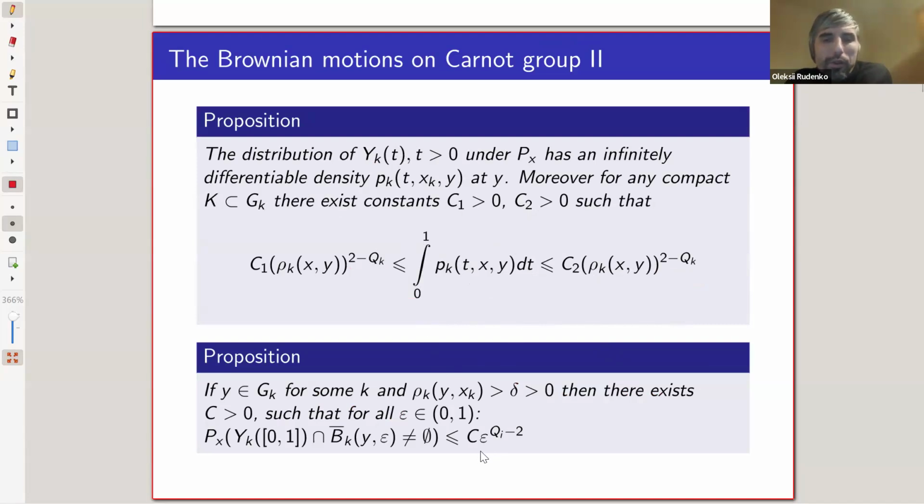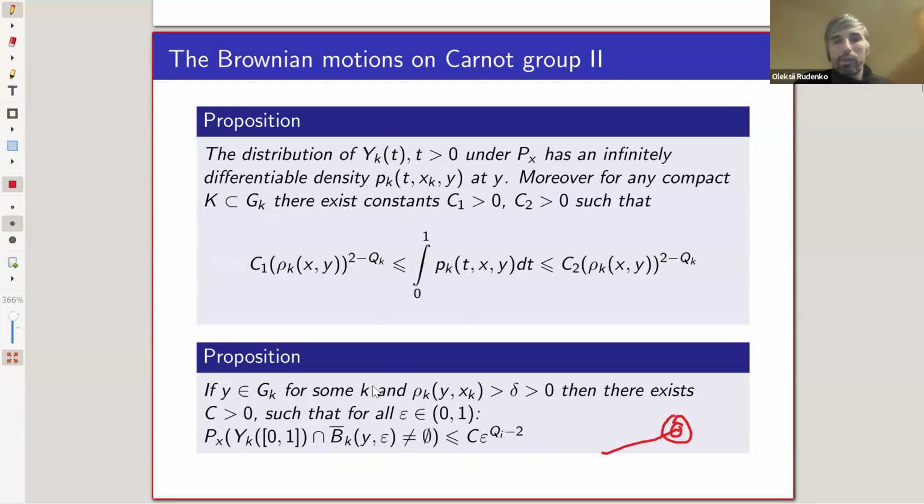And also there is an additional thing that it is useful to know. Basically, it follows in some way from the previous one, but also from other properties of the process Y_k. We can conclude that the probability of hitting a ball has this asymptotics if epsilon is small. So the only thing we have to make sure is that we are far away from the ball, so we're some distance away from the balls. And if we take small balls, then the asymptotics of hitting this ball will be like this.